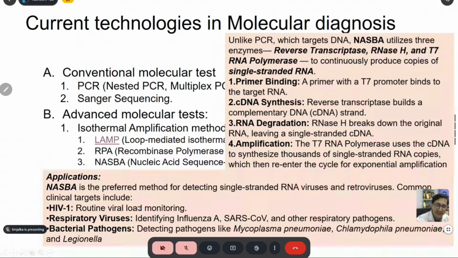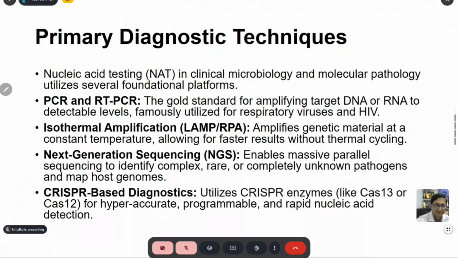Common targets can be HIV, respiratory viruses like influenza, SARS, and so on. Other bacterial pathogens like Mycoplasma, Legionella, Chlamydophila pneumoniae, and so on. So these are newer techniques. Main advantage: you don't need a big setup. It is quicker, and it can be done as a point of care system, right?